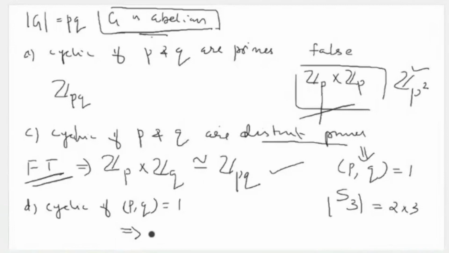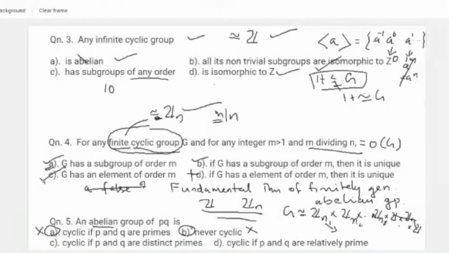For example, you can think about S3 into some Z5. The order is 6 into 5. 6 and 5 are relatively prime numbers. But this group cannot be abelian, because there is a non-abelian component. So the statement, cyclic if P and Q are relatively prime, may not be true.